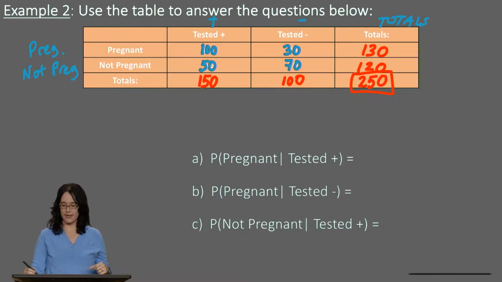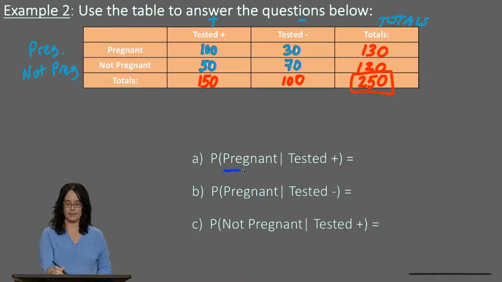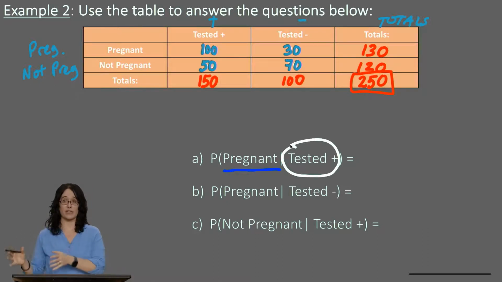The first question says, now again, the idea here is, what is the likelihood that if you picked one of the ladies from this test, that they would be in this category? That's basically what we're asking. So if I picked one of them, what is the likelihood that I picked someone who happened to be pregnant, given the fact I know that she tested positive? Pregnant, knowing that she tested positive.